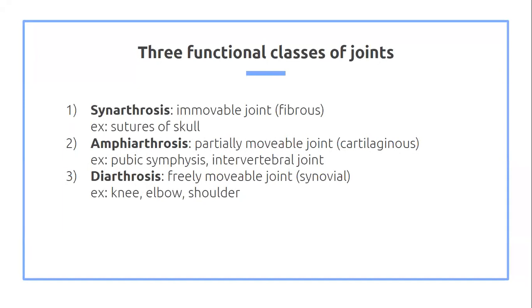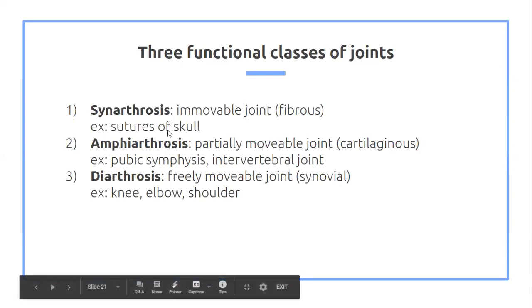There are also three functional classes of joints. We just discussed the three structural classes of joints, so how they're structured, but these are the functions, what it can do. So synarthrosis joints are the immovable joints. They're the fibrous joints that we discussed a few slides ago, like the sutures of the skull.